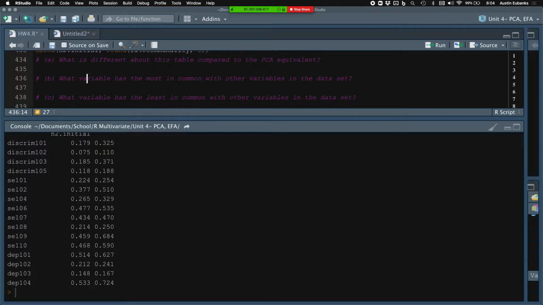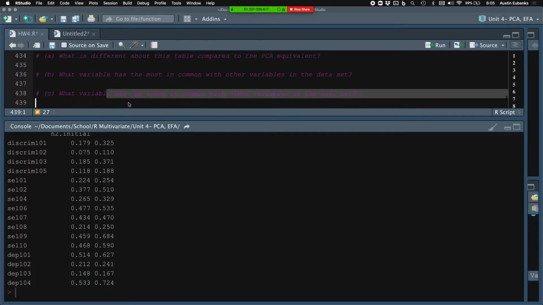Yep, Casey and Stephanie say DEP 104, and we can see that its communality is 0.724, which is substantially higher than the rest of them. To be clear, the overlap is the first column, and the extracted is the second column. So DEP 104 shares 53.3% of its variance with all the other variables in the analysis. Of that 53% it put in, it got back almost a quarter of it from the extracted factors. So 72.4%.